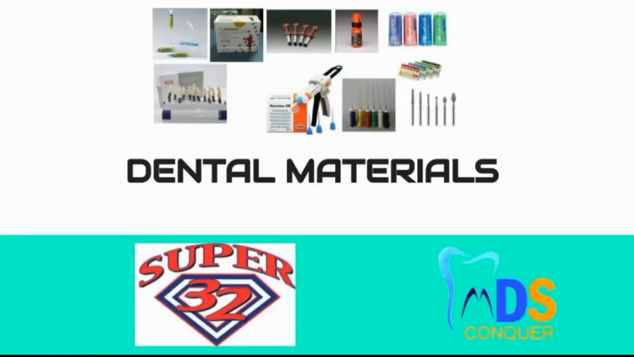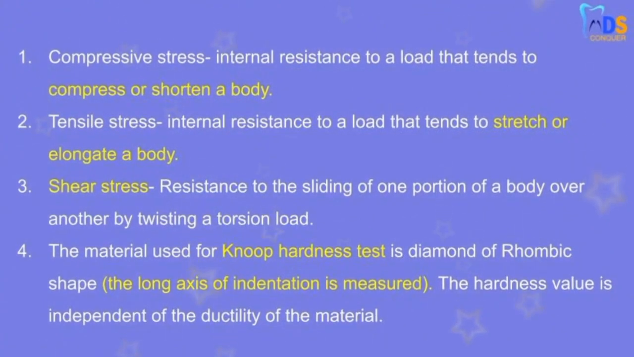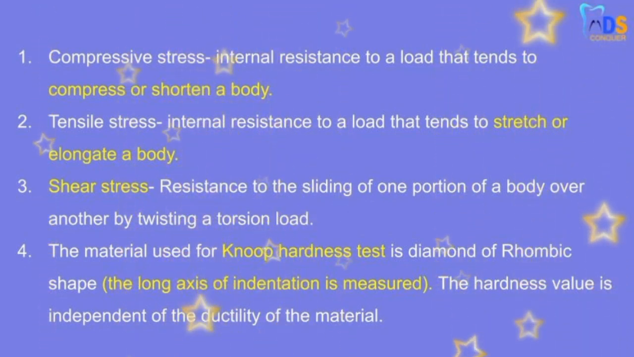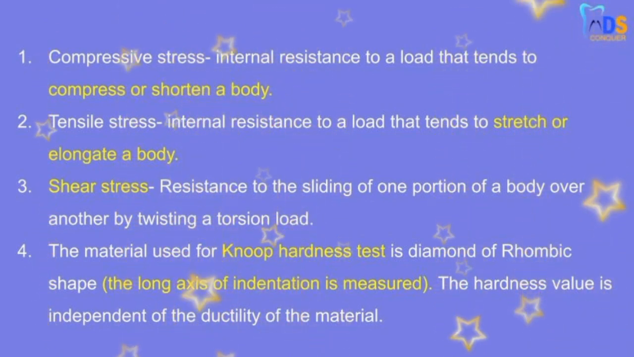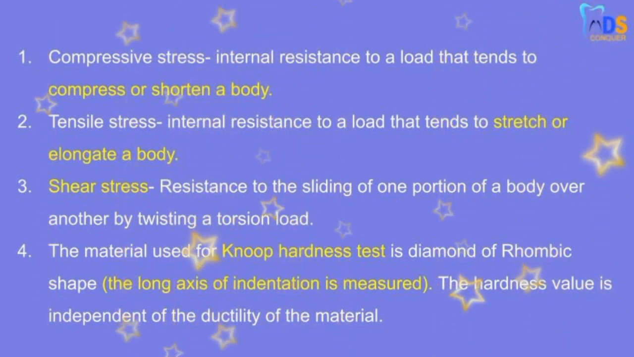In this video, we are going to discuss 32 important points from the topic of dental materials. Point number 1. Compressive stress. It is the internal resistance to a load that tends to compress or shorten a body. Number 2. Tensile stress. It is the internal resistance to a load that tends to stretch or elongate a body.